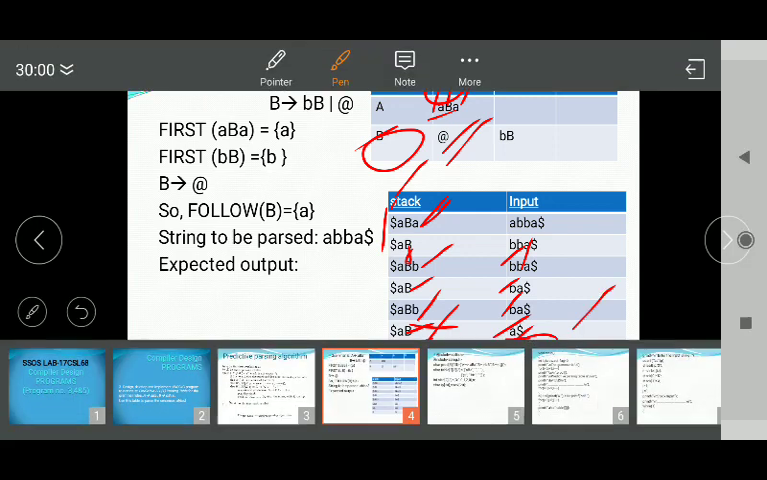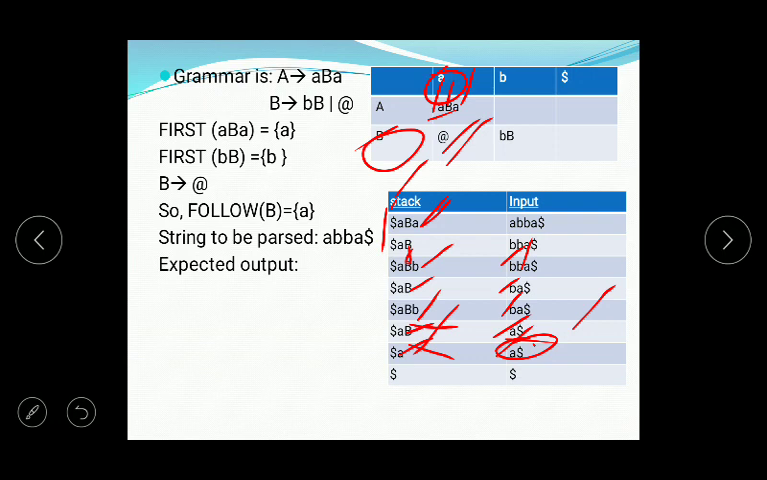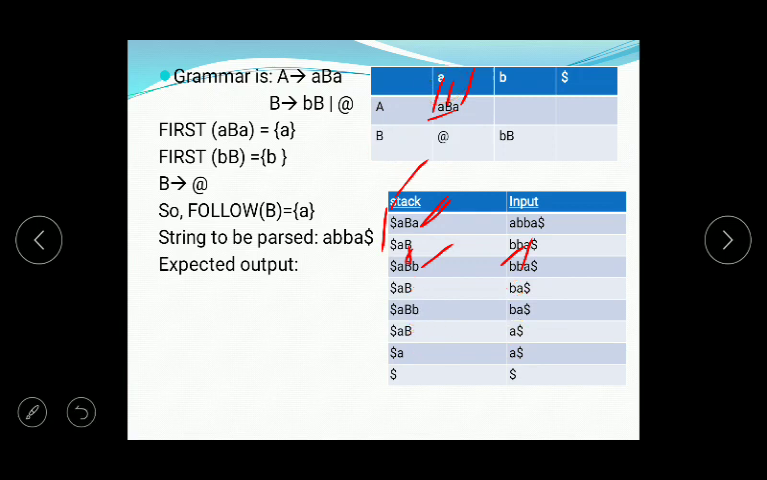So dollar and dollar. At the end, if the stack contains dollar and the input array also contains dollar, then it is successful parsing of the string. If both contain dollar, then only it is successful parsing. Otherwise, it is unsuccessful parsing. That is, using the given grammar, the string cannot be parsed.